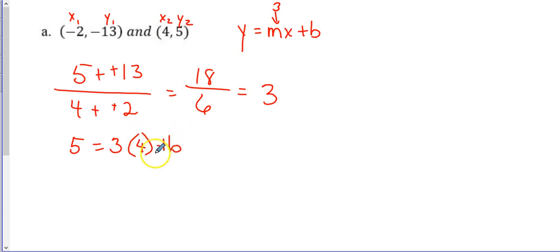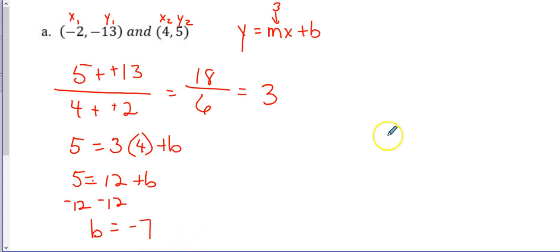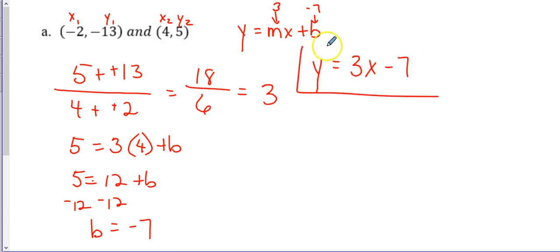So now the B is the unknown. So I just do the math over here and solve for B. So 5 equals 12 plus B. Subtract 12 from both sides, and I get B equals negative 7. So then I can plug in the negative 7 for the B, and I have y equals 3x minus 7. So this is my answer here for slope-intercept form.